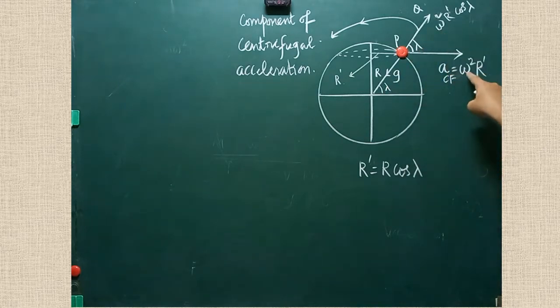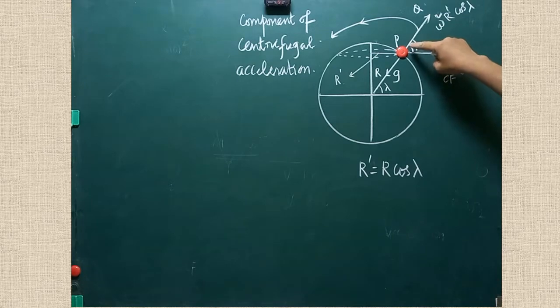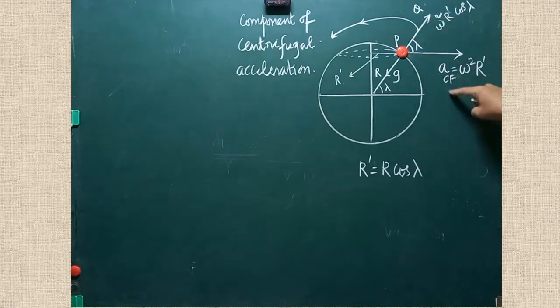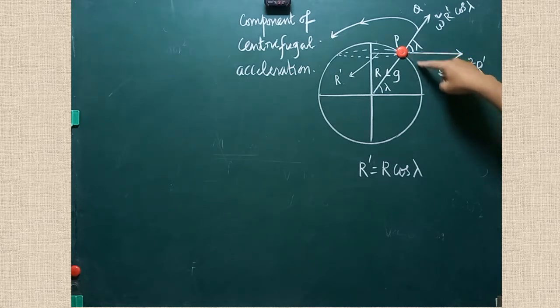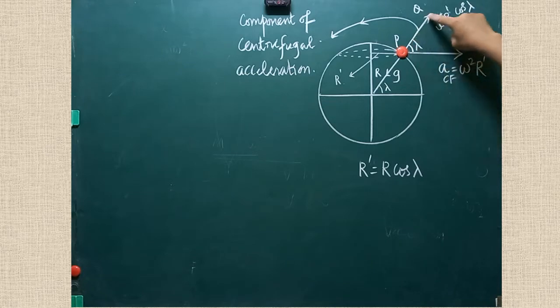So this omega square r dash acceleration can be resolved into two components. This is the horizontal component, and definitely there must be a vertical component. Here the vertical component does not contribute anything. Therefore the horizontal component alone is to be taken into consideration.